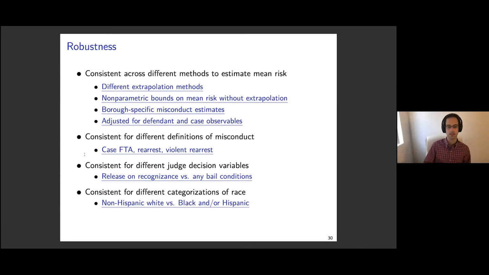Another potential concern is the different judge decision variables. And so we're taking it as release versus detain. You could also think of it as release without any conditions versus release with any bail conditions. And so we do that alternate decision of the judges. We find relatively similar results for that different categorization, as well as different categorizations of race.